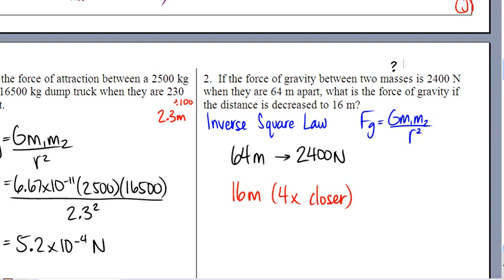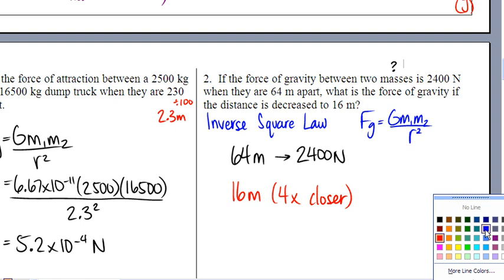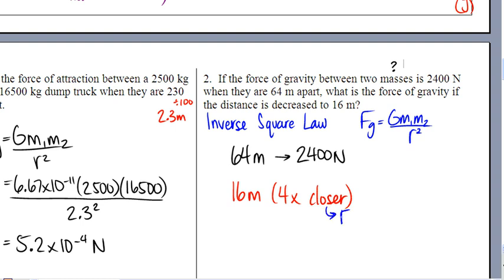And we know when objects get closer, the force of gravity is going to increase. Or maybe the easier way to think about it is to think about traveling to space. As you get further away from the planet, as r gets bigger, the force of gravity shrinks. So here we're getting closer. We know the force of gravity is going to increase. Does that mean that the force of gravity gets 4 times larger? Makes sense, right? 4 times bigger when you're 4 times closer.